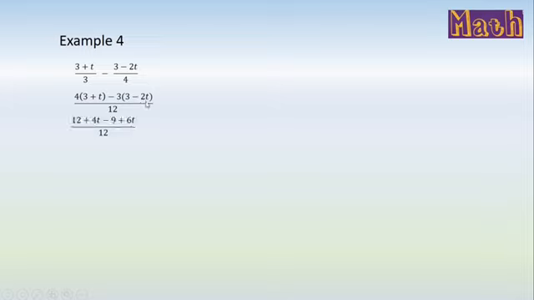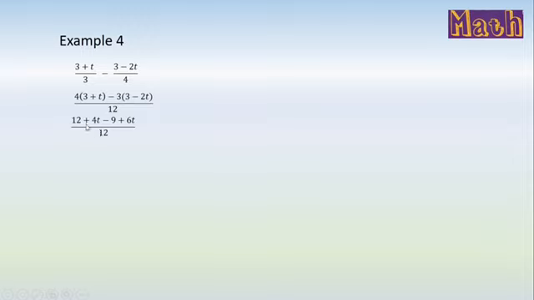So in expanding, 4 times 3 will give me 12. Then 4 times t will give me 4t. Minus 3 times positive 3 will give me minus 9. Then negative 3 times negative 2t will give me positive 6t. All divided by the least common multiple.